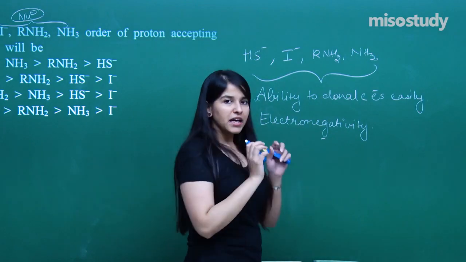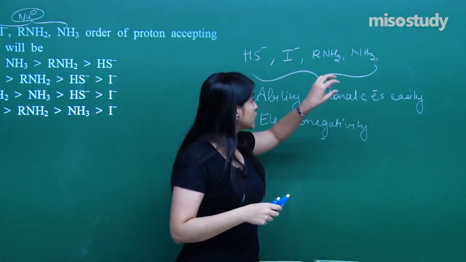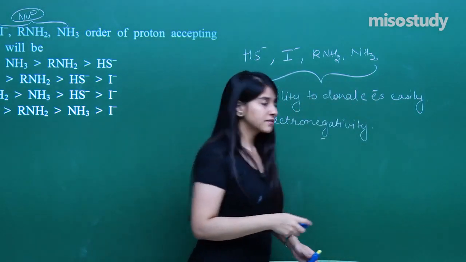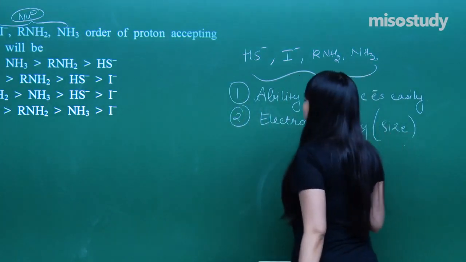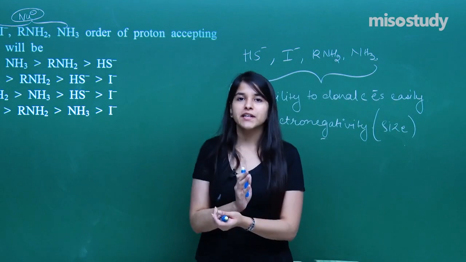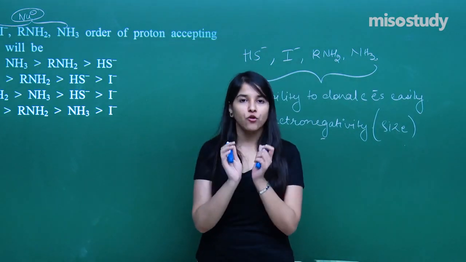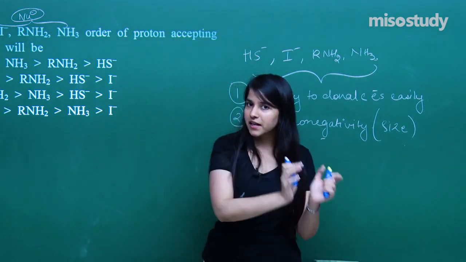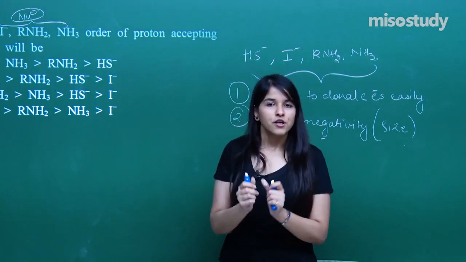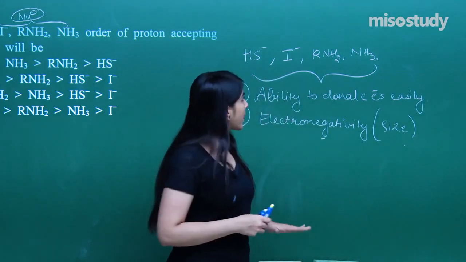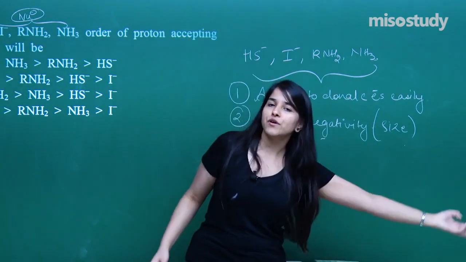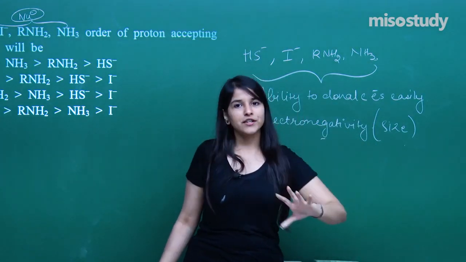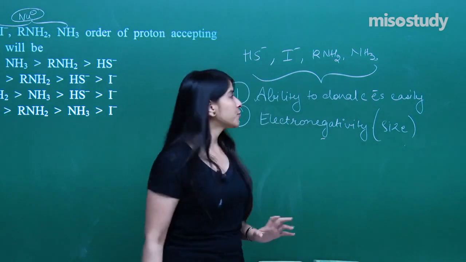That means if the atom is smaller in size, so I need to check up the size as well. If the atom is smaller, it will be holding on to the electrons very easily. It has got the electrons then, and it can attract the H plus. So that is how we are going to deal with it. Now we need to check up the electronegativity in order to attract the H plus. So that is what is going to be our approach.